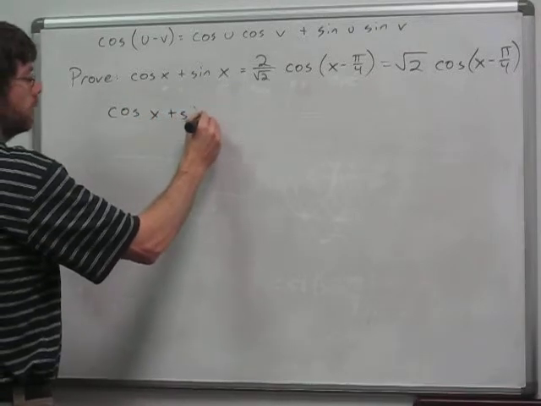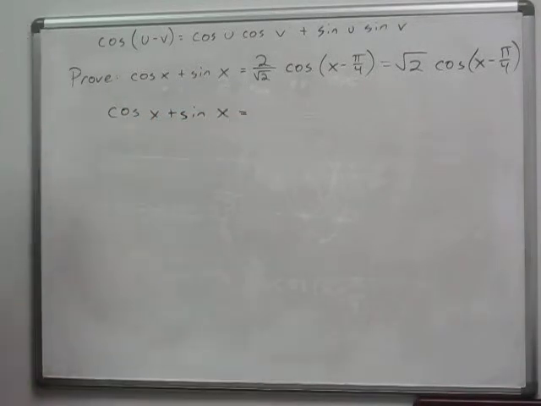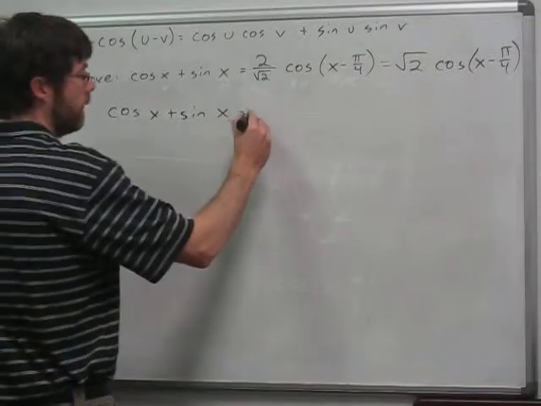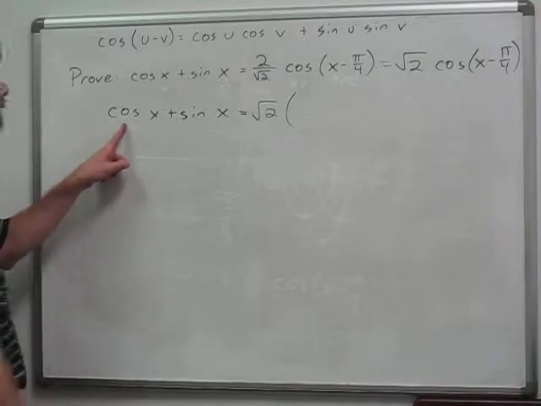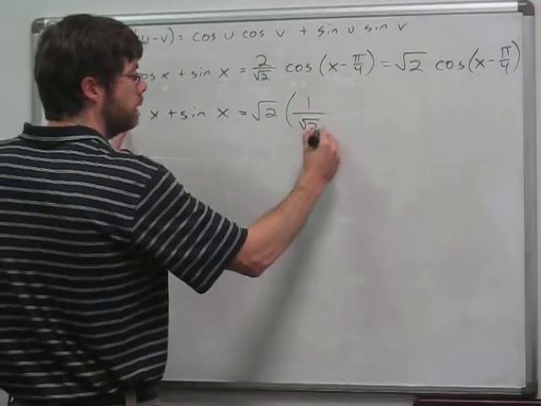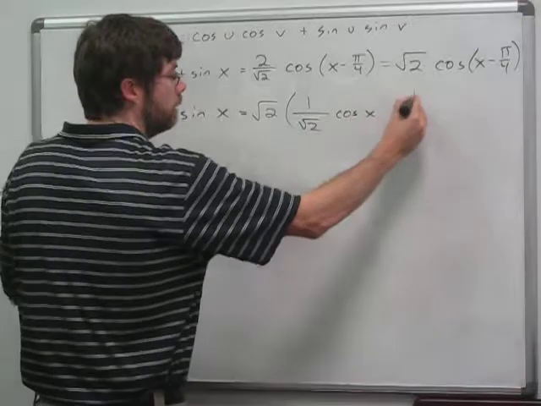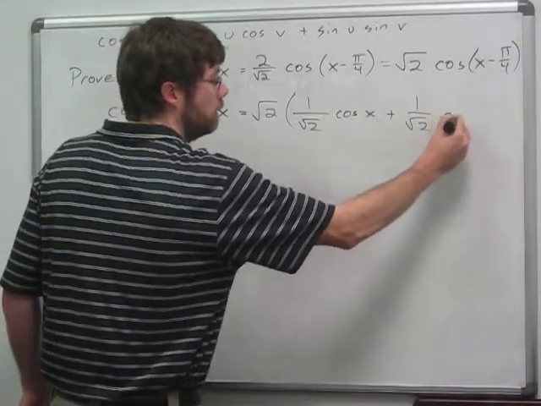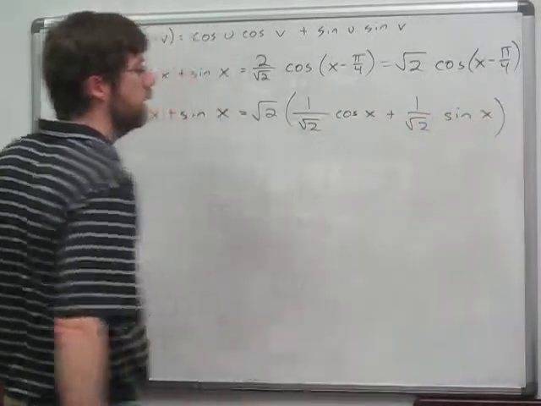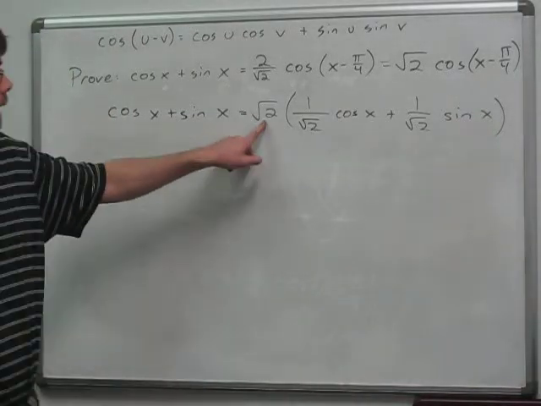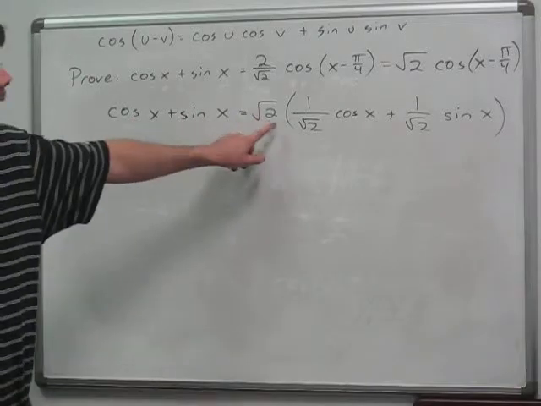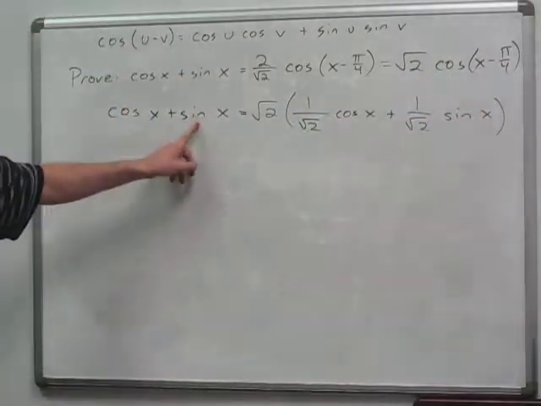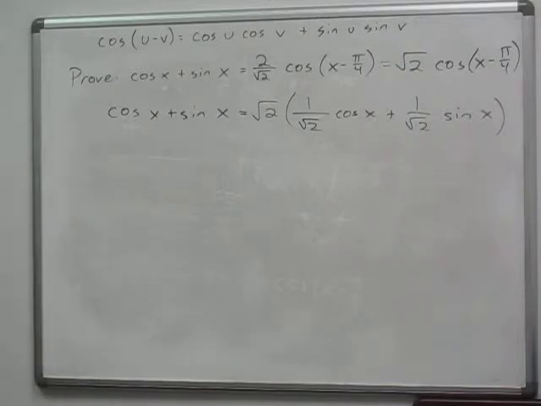Alright, so the cosine of x plus the sine of x. The first thing I'm going to do is factor out a square root of 2. When I do that, I'm left with 1 over radical 2 cosine x plus 1 over radical 2 sine of x. Notice radical 2 times this term just gives me the cosine, and radical 2 times the second term just gives me the sine. So here I factored out the square root of 2.